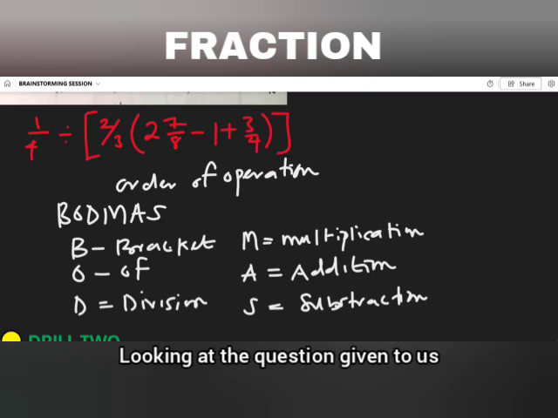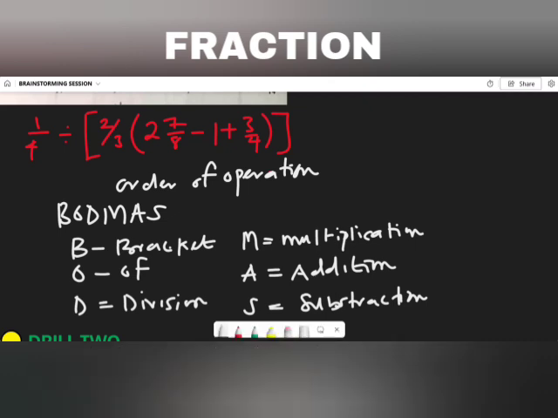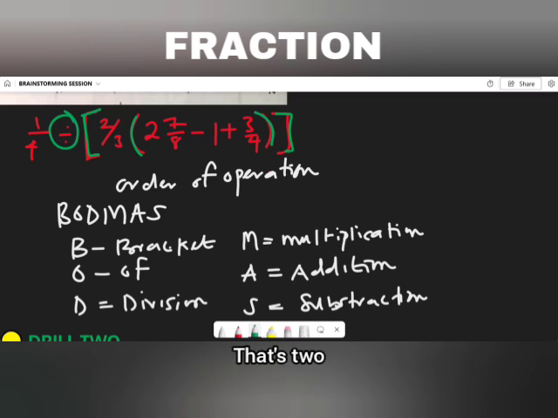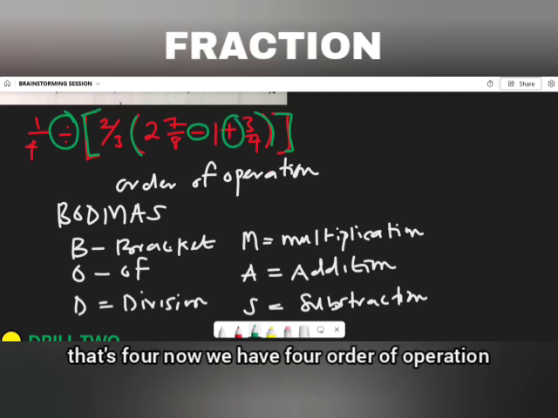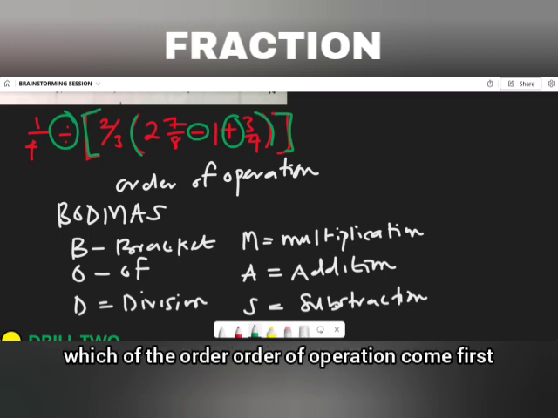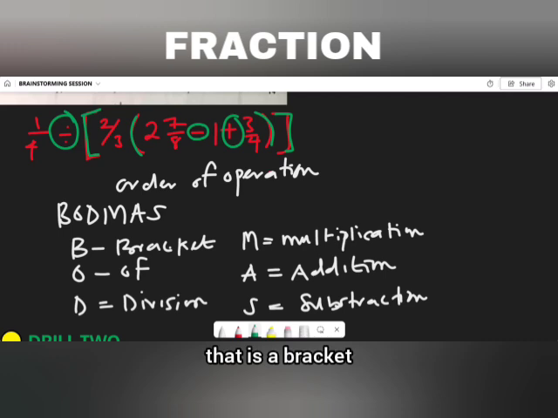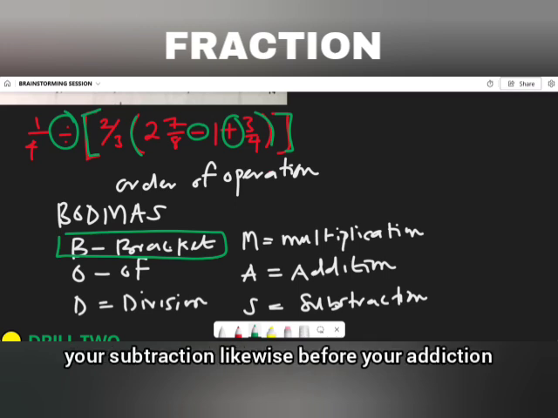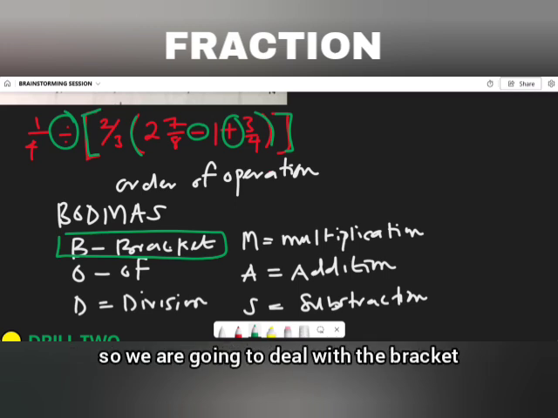Looking at the question given to us, how many order of operation can we find? We have division, we have square bracket and a curved bracket, that's 2. We have subtraction, that's 3. We have addition, that's 4. Now we have 4 order of operation. And looking at this, which of the order of operation comes first? That is your bracket. Bracket comes first before your division, before your subtraction, likewise before your addition. So we are going to deal with the bracket first.